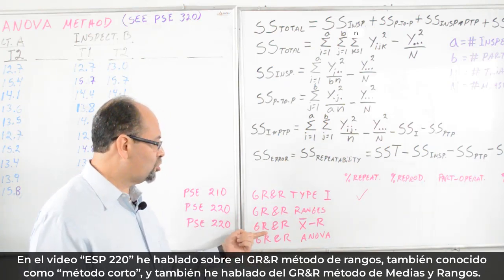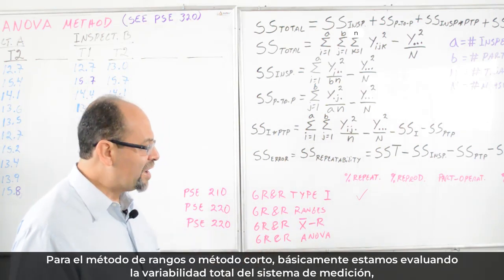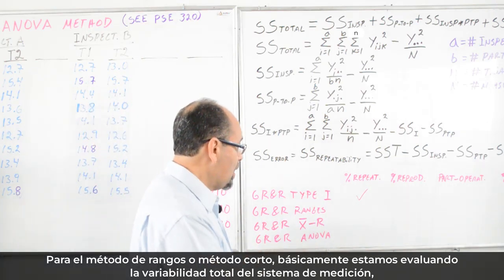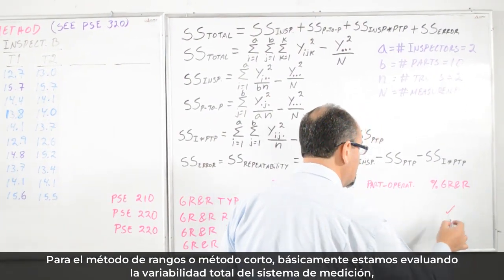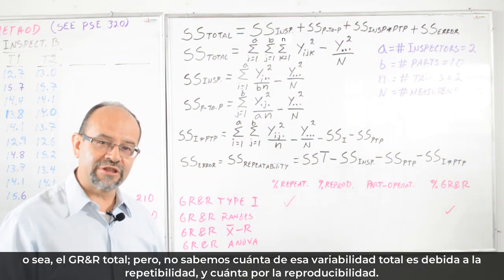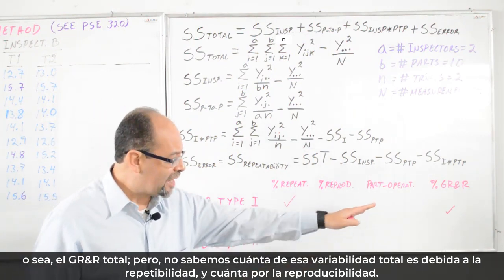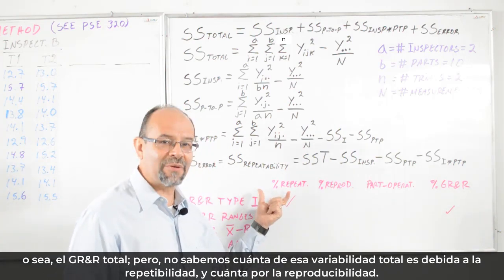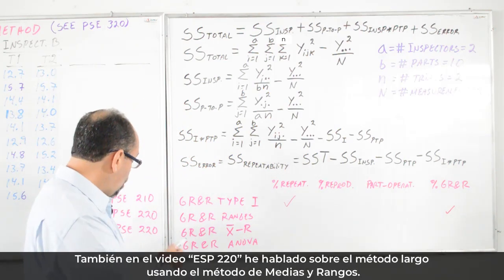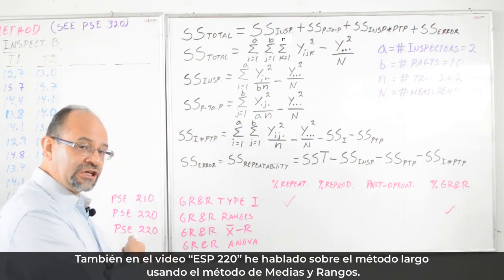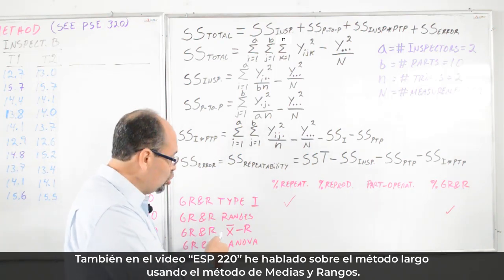In video Problem Solving 220, I talked about the GR&R ranges method, which is the short method, and also the GR&R means and ranges method. For the ranges method or short method, we are evaluating the total variability of the measurement system, which is the total GR&R. But we don't know how much of that total variability is because of repeatability and how much is because of reproducibility.